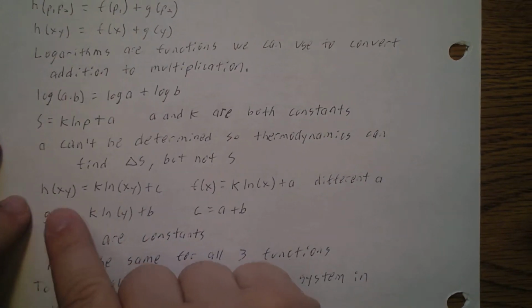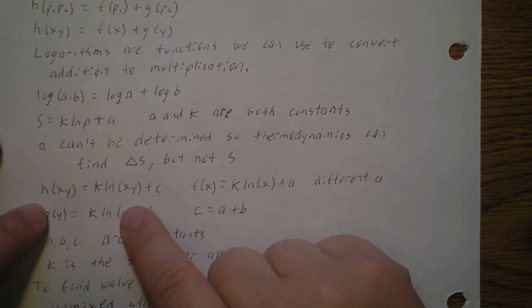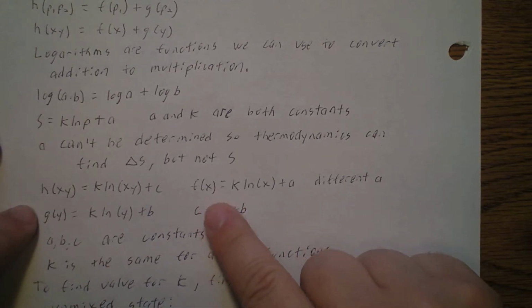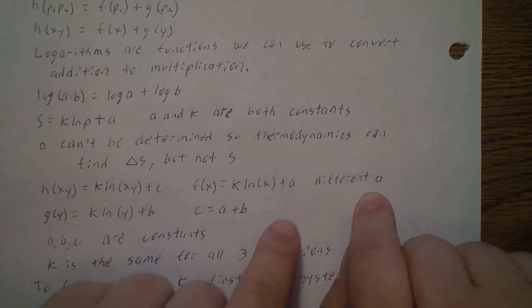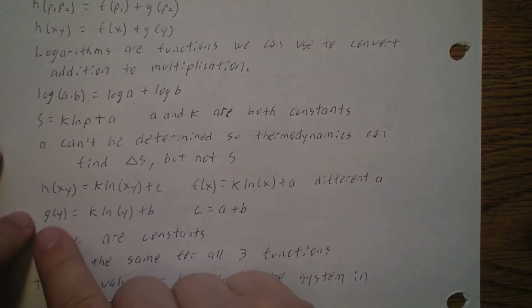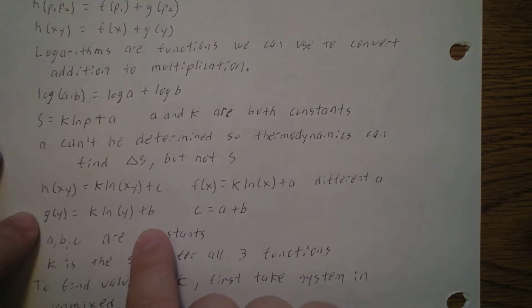So if we have h of x times y is equal to k times the natural log of x times y plus c, and f of x is equal to k times the natural log of x plus a. This is a different a from up there though. We're kind of recycling letters here. We ran out of fresh letters, I guess. And then g of y is equal to k times the natural log of y plus b.